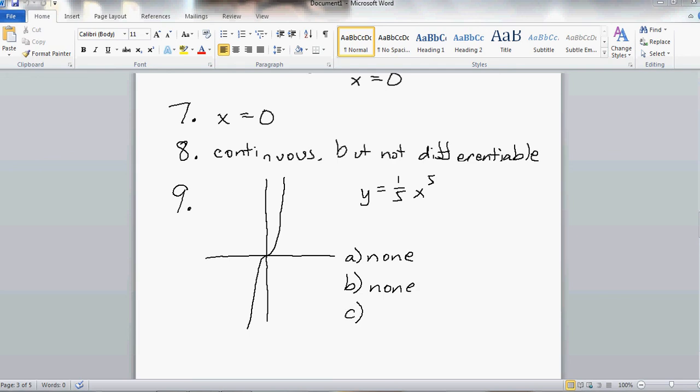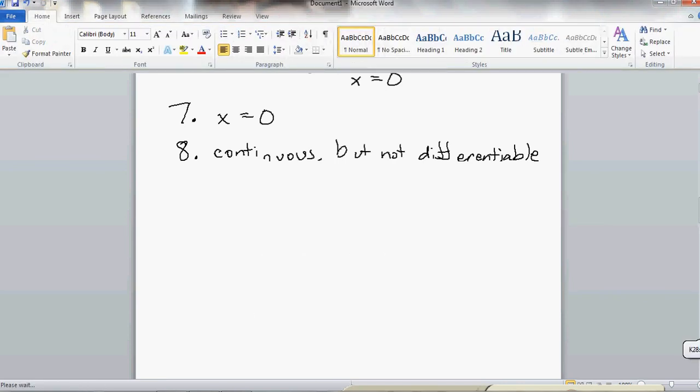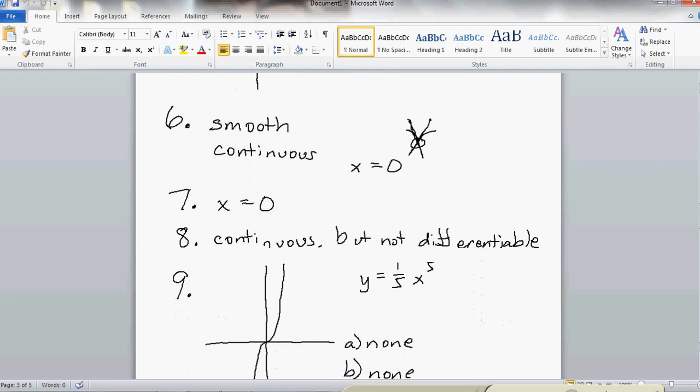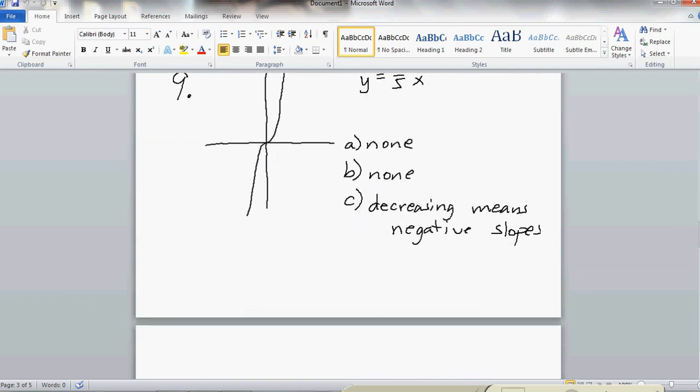Part C. How are your answers related? Well, basically we know decreasing means negative slopes. Negative slopes means negative derivatives.